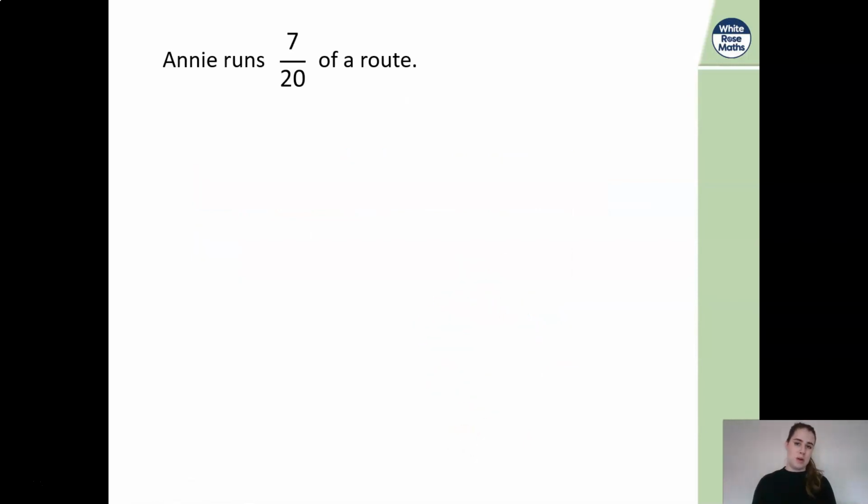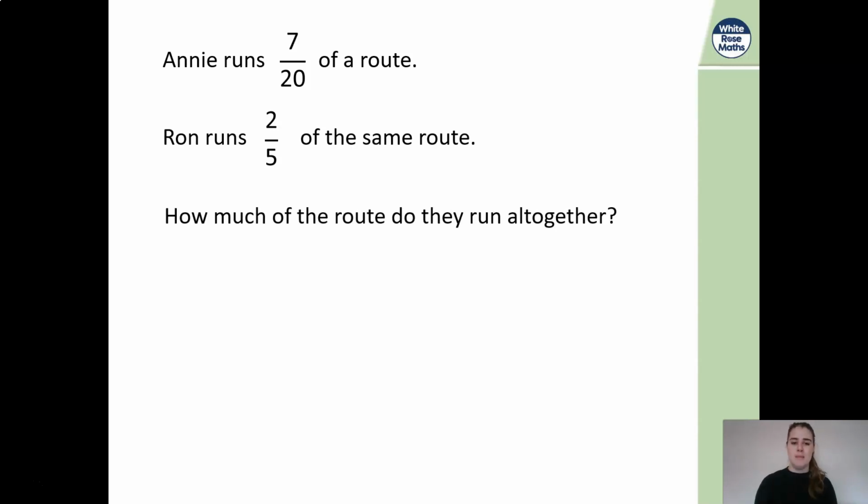So let's put it into a problem solving situation to help us. Annie runs 7/20ths of a route, and Ron runs 2/5ths of the same route. So between them, how much of the route do they run all together? Have a think. What might I need to do to these two fractions to be able to work out my answer? Pause the video and have a think.